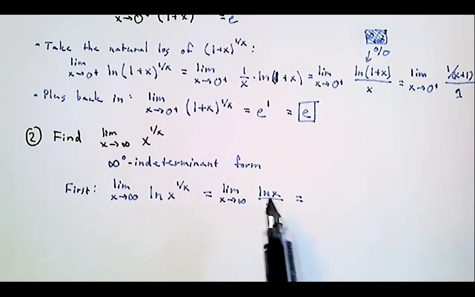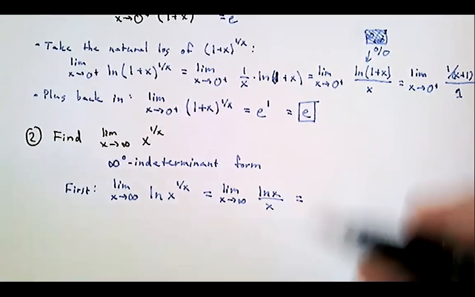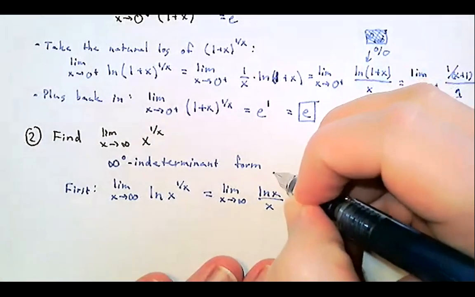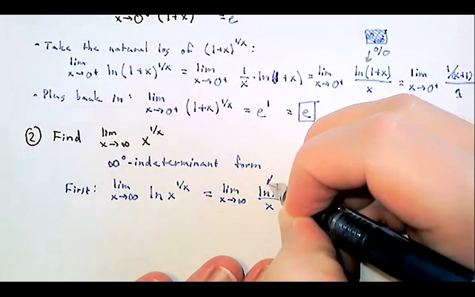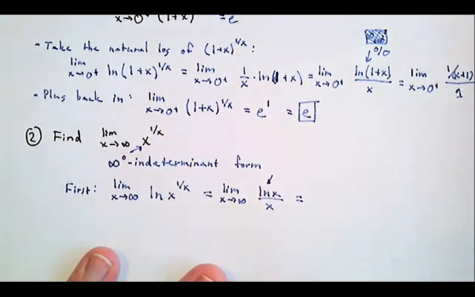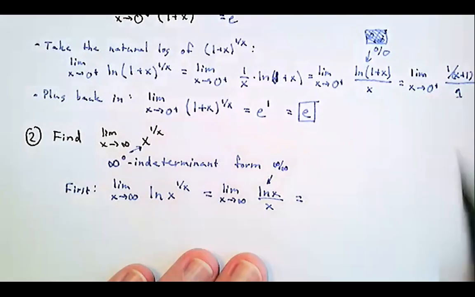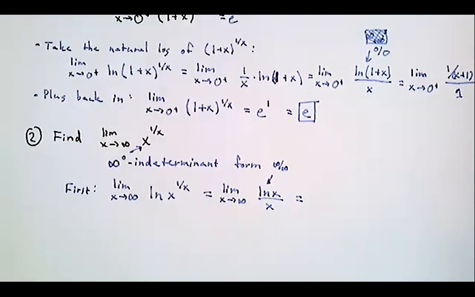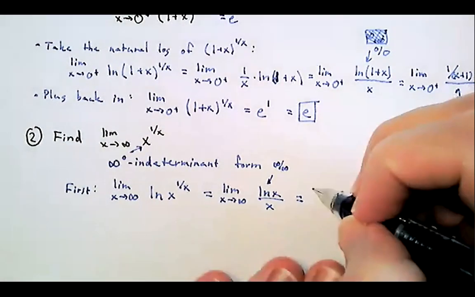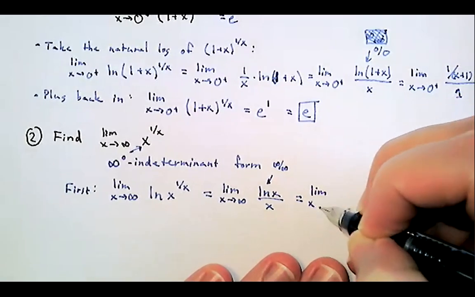As x goes to infinity, the natural logarithm blows up to infinity, and so does x, of course. So we started with an infinity to 0. Now we have an infinity over infinity. So that means we can actually use L'Hopital's rule at this point.